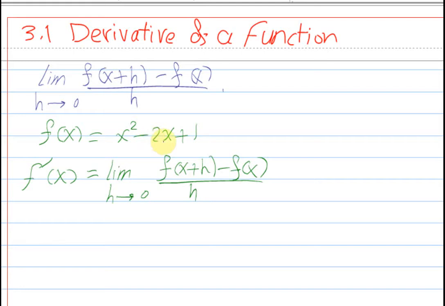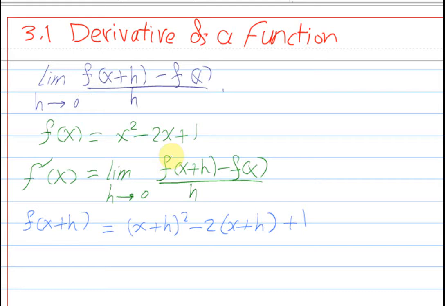So we have to prepare our problem. First of all, I'm going to find f of x plus h. We plug in x plus h instead of each x in f of x. So f of x equal x squared. F of x plus h equals what? X plus h squared, minus 2x. Instead of it, we write minus 2 times x plus h, plus 1. So this formula of f of x plus h is very similar to f of x, but we substitute each x with x plus h.